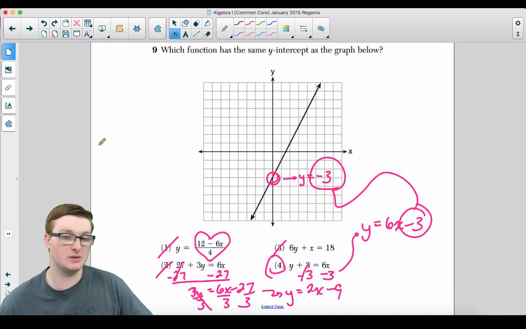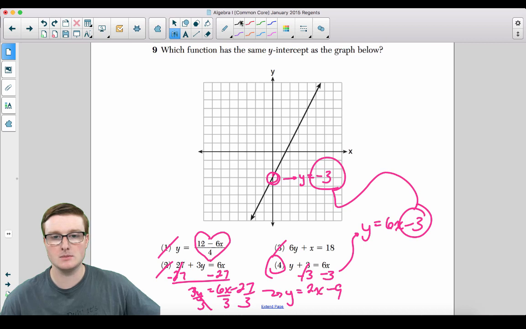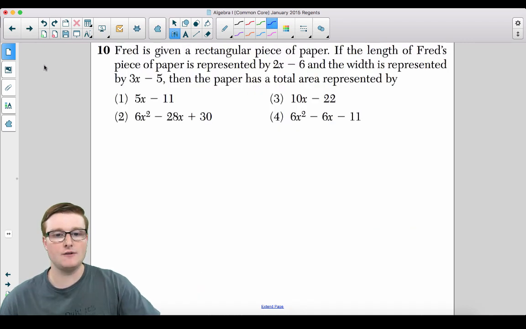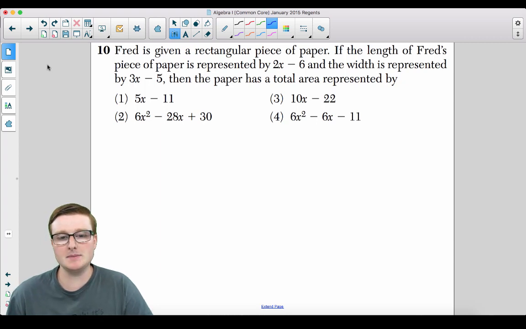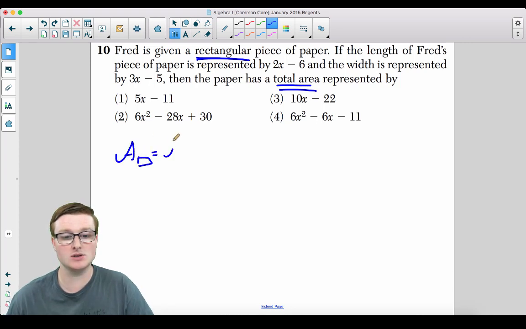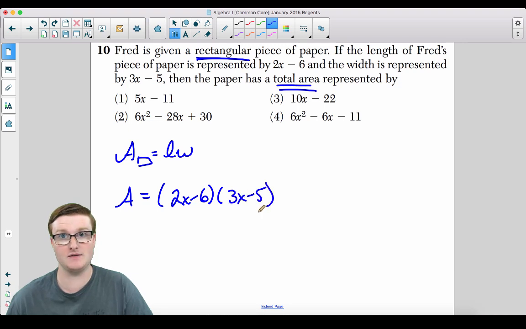All right, moving on to question number 10. Fred is given a rectangular piece of paper. If the length of Fred's piece of paper is represented by 2x minus 6 and the width is represented by 3x minus 5, then the paper has a total area represented by what? You need to know that it's a rectangle, and the area of a rectangle is equal to length times width. So the area is equal to the length, 2x minus 6, times 3x minus 5.